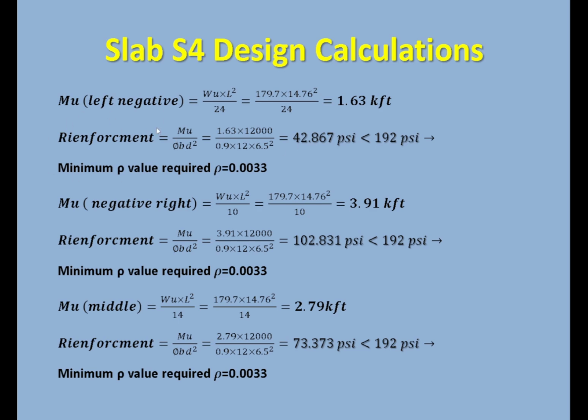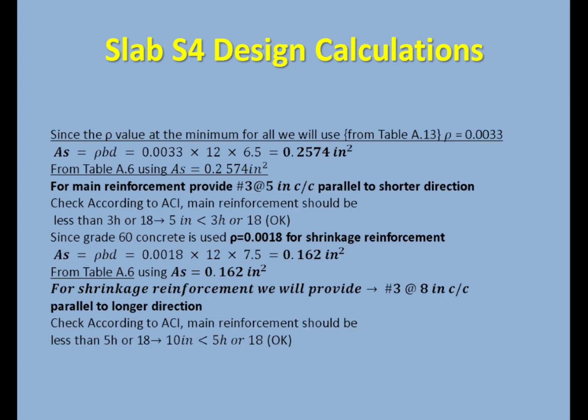Then we will find the reinforcement by this equation. Then we will go to table A13 to find the rho value. The reinforcement came out less than the minimum, so we will take rho minimum, which is 0.0033. And as we see, it is also less than the minimum at the negative right side and in the middle. So we will take rho value 0.0033. After we have the rho value, we can find the area of the steel by this equation, rho b d.